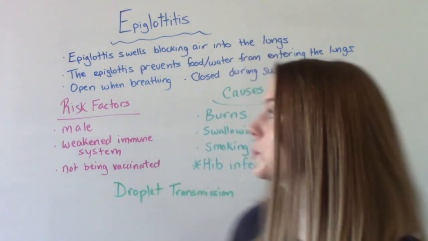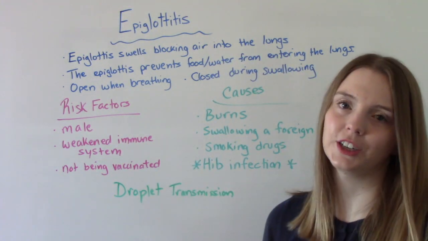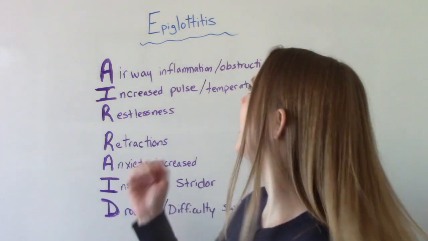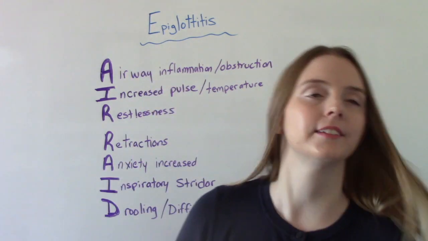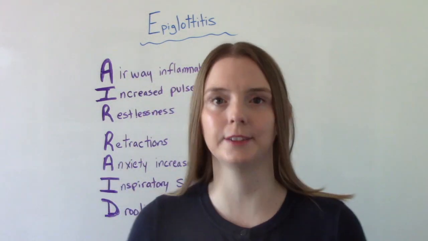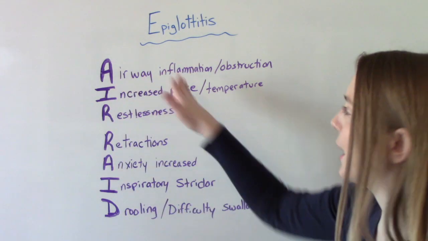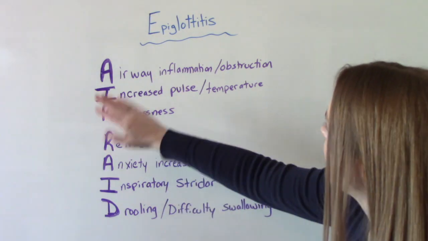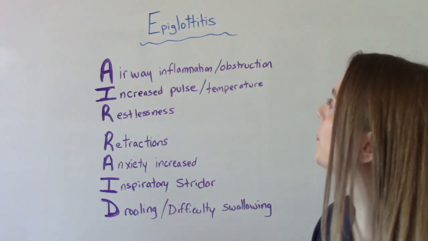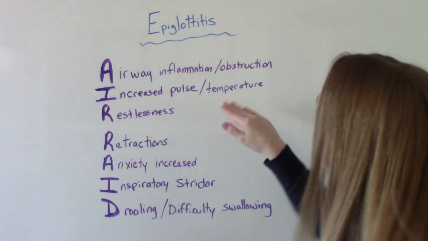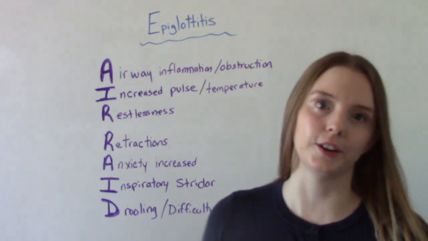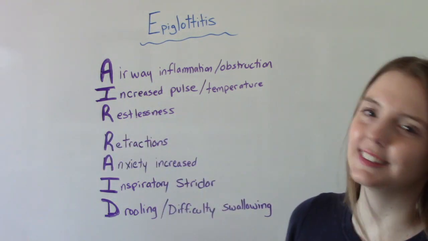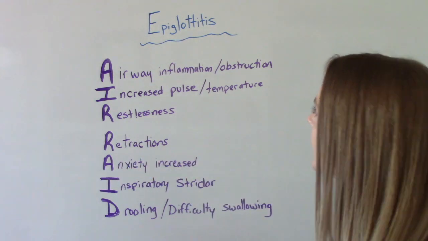And how is this spread? Through droplet transmission. A helpful mnemonic device for the symptoms of epiglottitis is AIR RAID, which kind of makes sense, right? Because it involves your airway. So A is for airway inflammation and obstruction. That's what's happening, right? I is for increased pulse. So people with epiglottitis will be tachy, and increased temperature, so they'll have a fever because it's an infection, right? So that makes sense. R is for restlessness. The second R is for retractions.